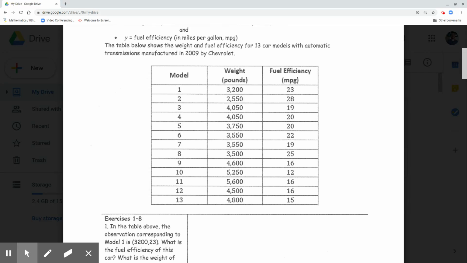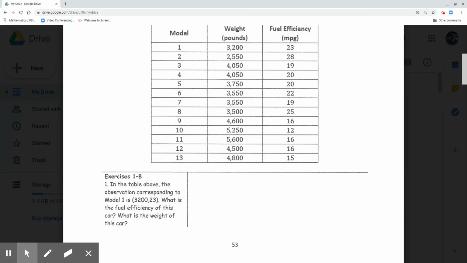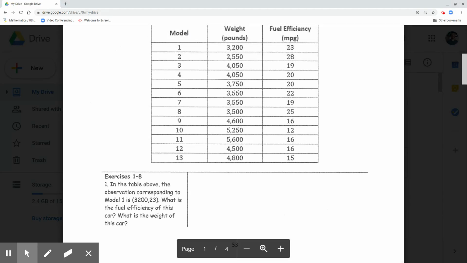So let's go ahead and take a look at question number 1 and see what it wants us to do with this data. It says in the table above, the observation corresponding to model 1 is 3,223. Sorry guys, I have 2 cats jumping on top of me right now. So it wants us to first start by identifying what the fuel efficiency of car model 1 was and what the weight of the car was. So go ahead and pause the video and see if you can identify those 2 answers for yourself, and then we'll come back and talk about them.